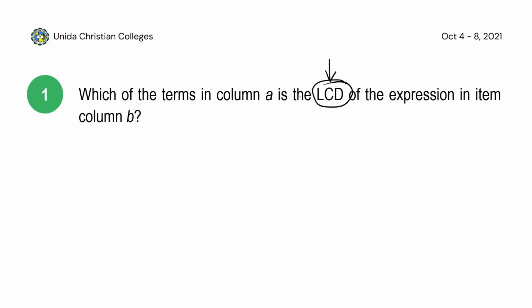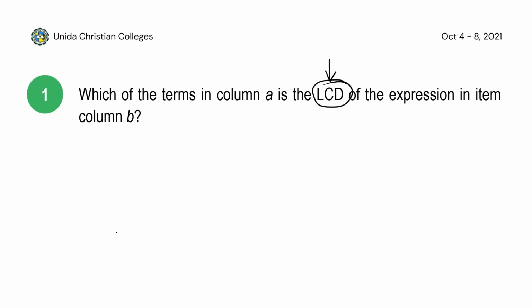When we say LCD, what is LCD? That is the least common denominator. And least common denominator means it is the smallest of all the common denominators. So remember, why do we use the LCD, or why do we want to have a common denominator? Because remember, we can't add fractions with different denominators. Always remember that. Before we can add or subtract, we must make our denominators the same. That's why we are getting the least common denominator of our given expression.